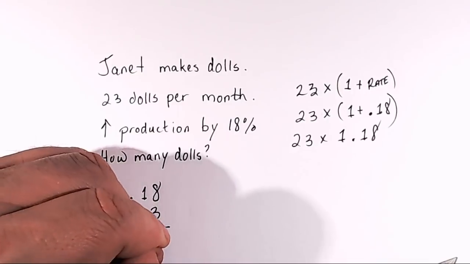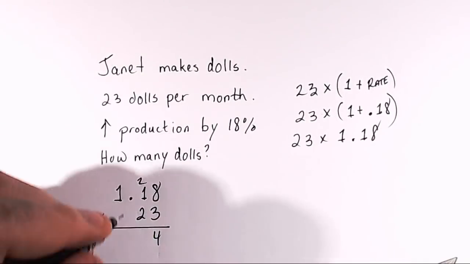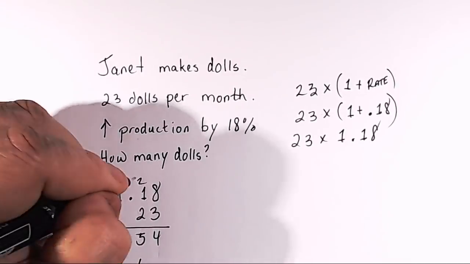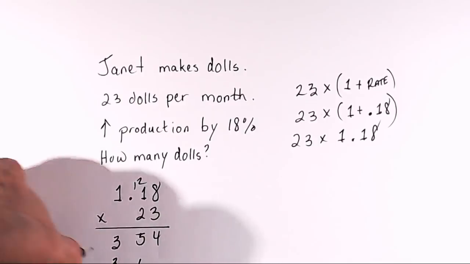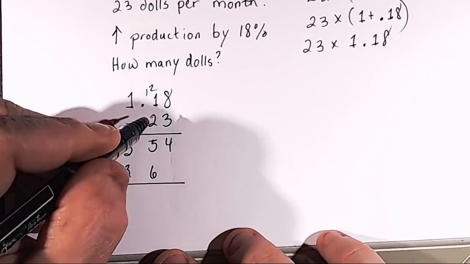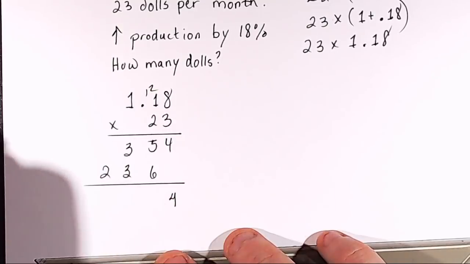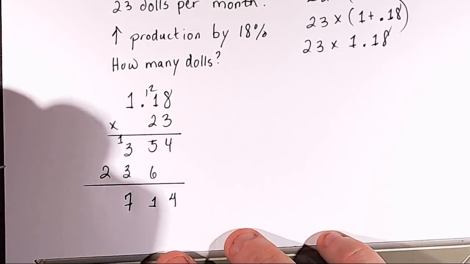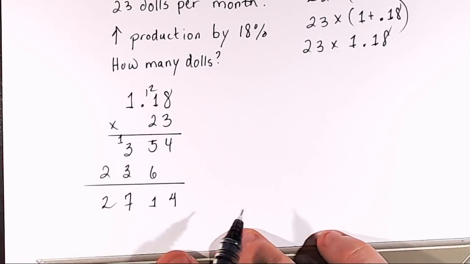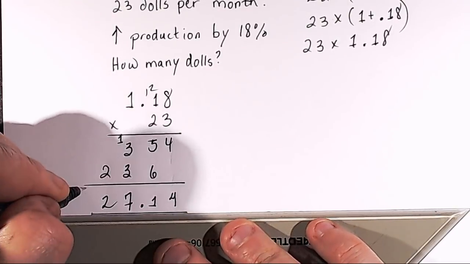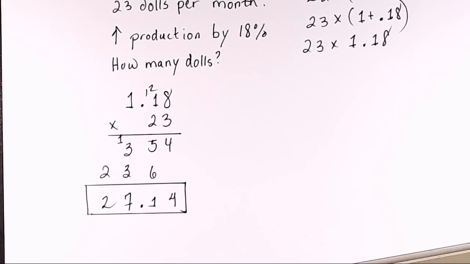So 8 times 3 is 24. Write a 4, carry the 2. 3 times 1 is 3, plus 2 is 5. 1 times 3 is 3. 8 times 2 is 16. Write the 6, carry the 1. 1 times 2 is 2, plus 1 is 3. And then 1 times 2 is 2. Stack add. Oops. Sorry. Cut you off there. Stack add 4. 5 plus 6 is 11. Write the 1, carry the 1. 3 plus 3 is 6, plus 1 is 7. And 2. Now we're going to pull that over 2 decimal places. And so I've got 27.14.